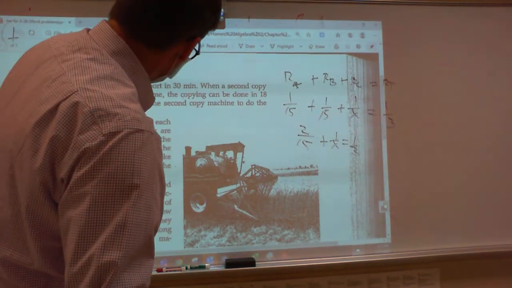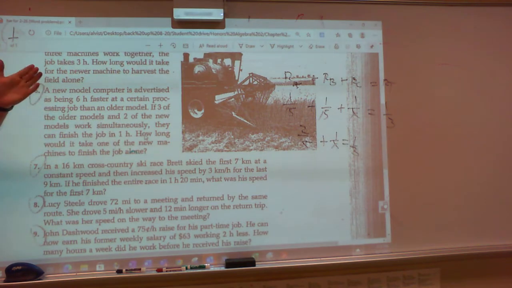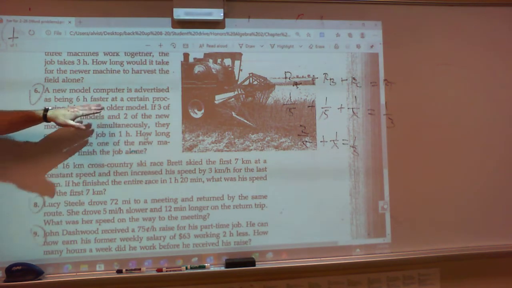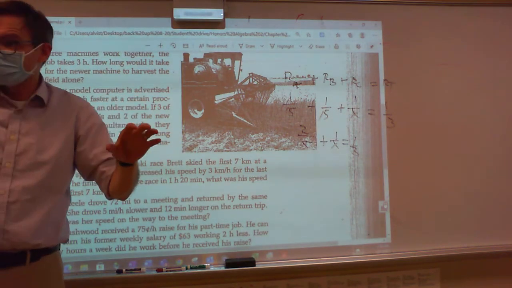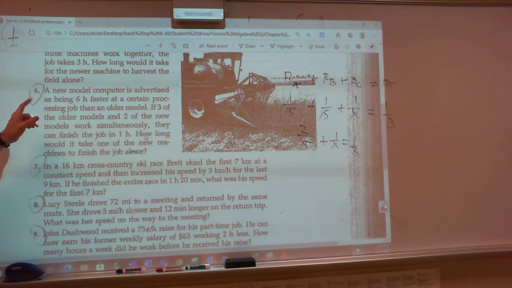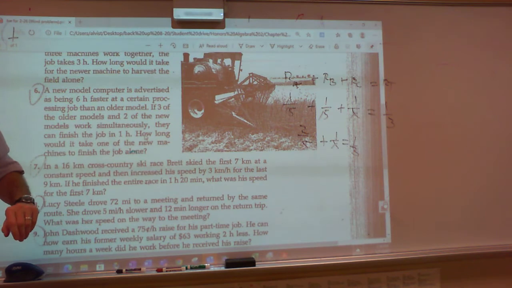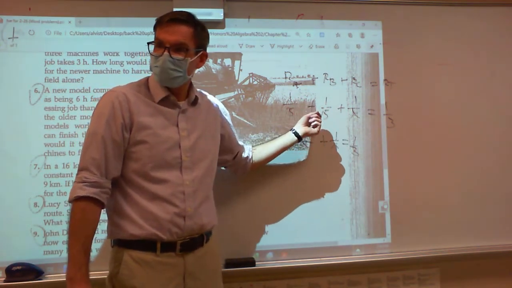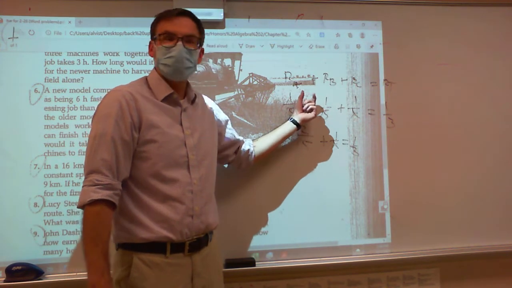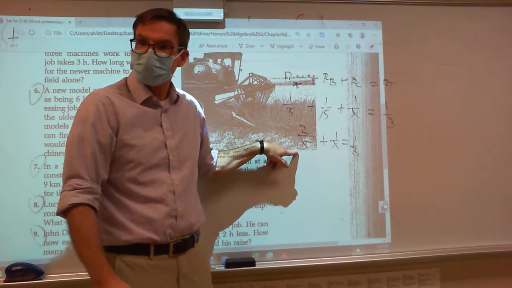Okay? So in question 6, it says a new model computer is advertised as being 6 hours faster at processing than the older model, right? So we've got a new model and an old model. And they tell us that we have 3 of the older models and 2 of the newer models. It's kind of like where we had 2 of the harvesters. Remember we had 2 of the same machine? If you have 2 of those things working, you get to put 2 over how long it takes each one to do it individually, right?